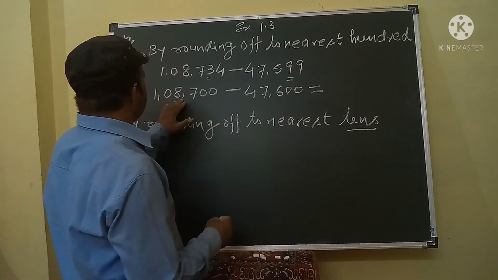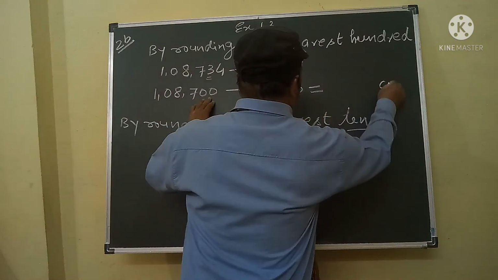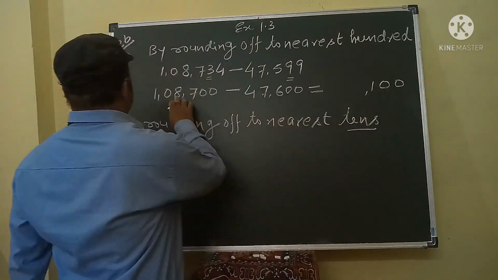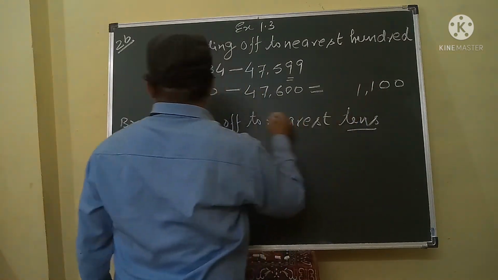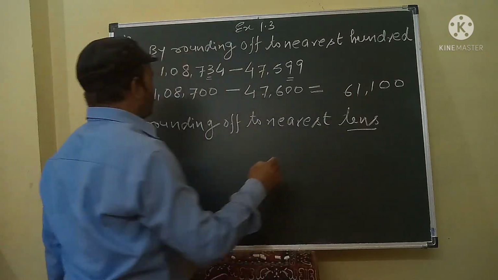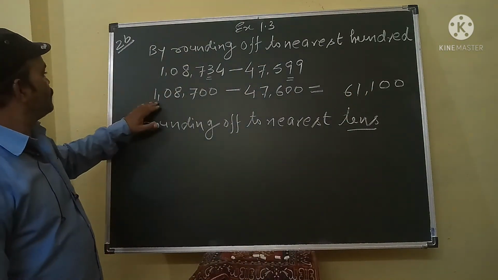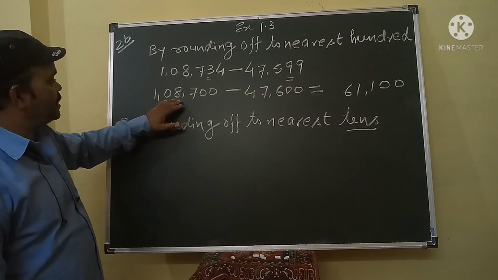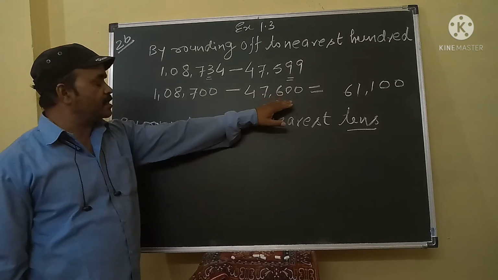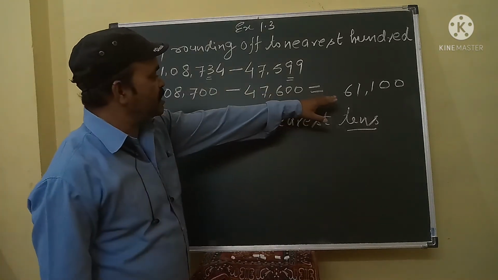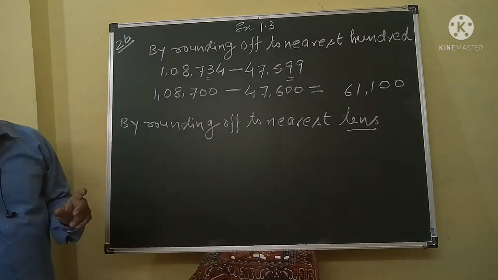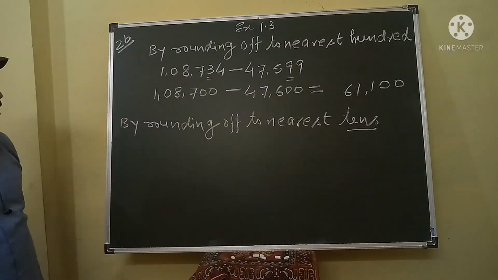Then after subtraction, now look here: 0, 7 minus 6 is 1, 8 minus 7 is 1, 10 minus 4 is 6. Okay. So 1,08,700 minus 47,600 will give you 61,100. It is the required answer of the first part. Okay.